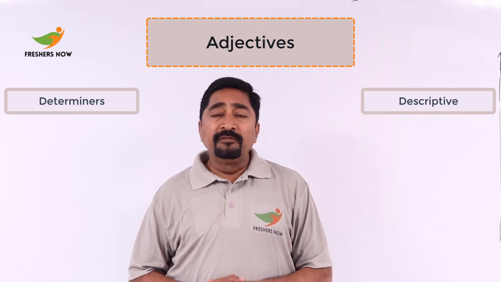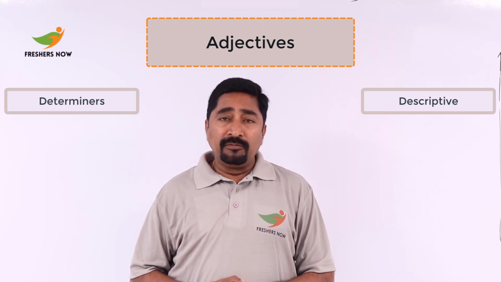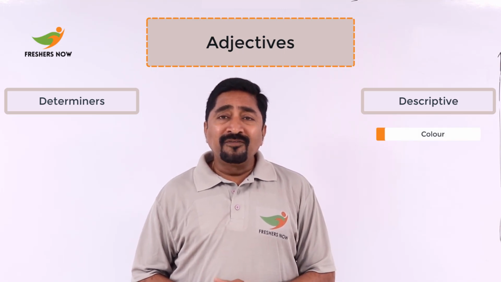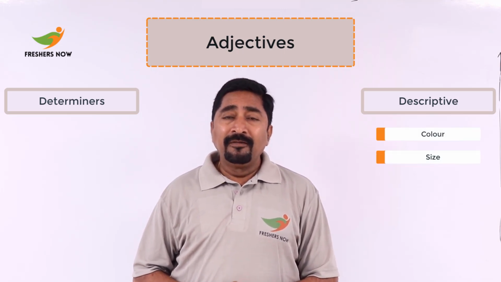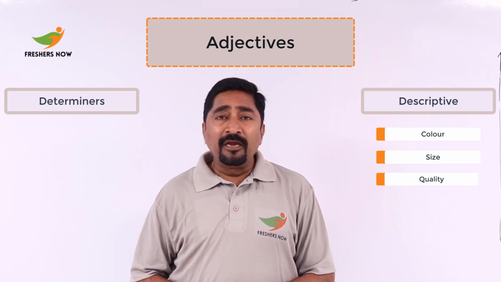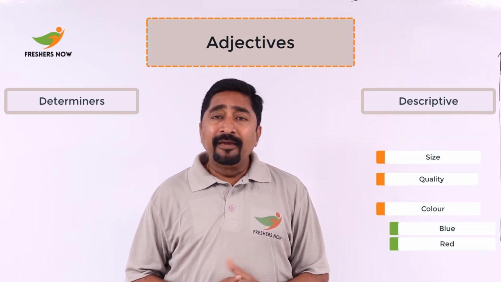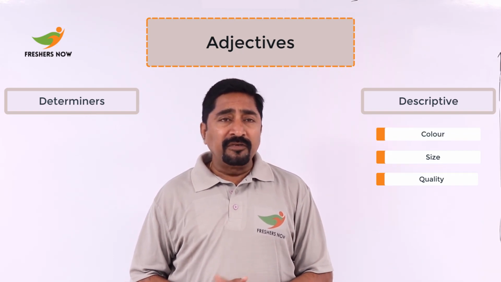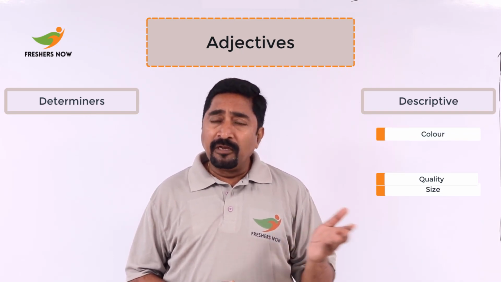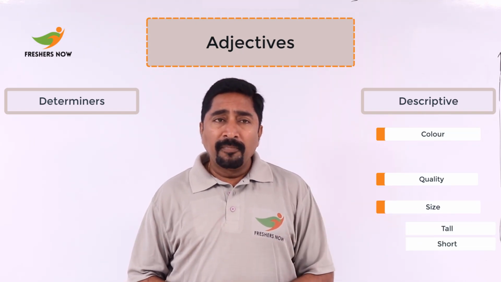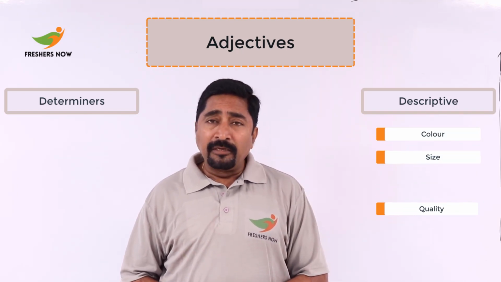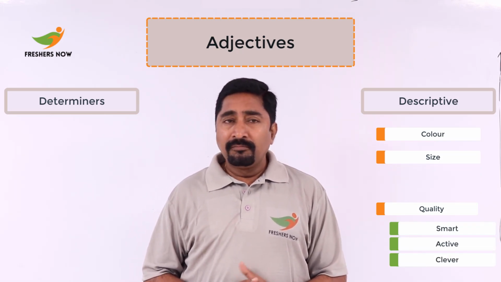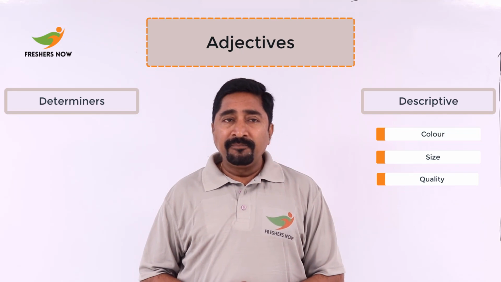A descriptive adjective is a very commonly used adjective which refers to a color, a size, or quality. Like, I can say a color like blue, red, yellow, white. And you can say sizes like tall, short. And describing words can be like smart, active, clever. So this is a way where we can say that.